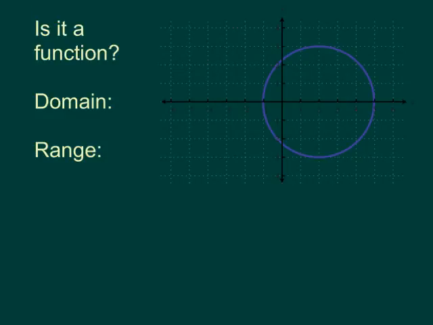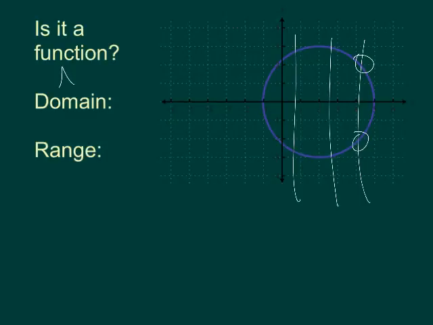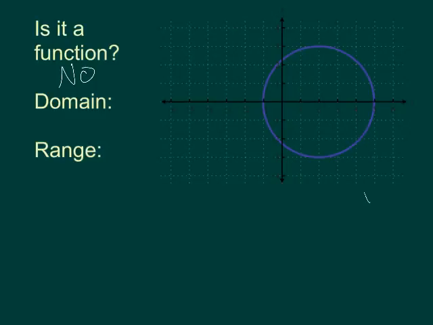Here's an example of a graph that is not a function. And if I draw a vertical line on here, you can see that any vertical line will hit it twice. So this function, or this relation, is not a function. It's still a graph, it's still a relation, but it is not a function because it doesn't pass the vertical line test. That's going to be an important piece. But we can still find its domain and range.